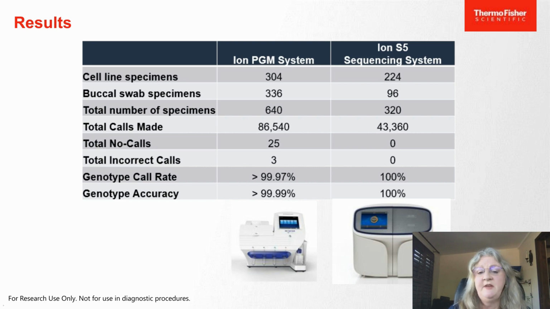We made a total of 86,000 calls on PGM, another 43,000 on S5. The number of no calls on the PGM was 25, with 3 incorrect calls. We actually didn't make any no calls, and we had no incorrect calls on the S5. So our genotype call rate was 99.97% or 100%, and the genotype accuracy was above 99.99% or 100% on the S5.